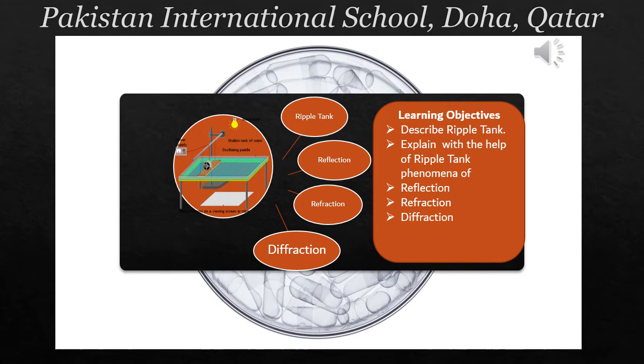Dear students, in our previous lesson, we discussed different types of waves and derived the wave equation. Now our today's topic is ripple tank and different properties of waves. So to proceed towards the topic, first of all, the learning objectives of the lesson. At the end of the lesson, students should be able to describe a ripple tank, explain with the help of a ripple tank the phenomena of reflection, refraction, and diffraction, and also attempt exercise, review and conceptual questions.